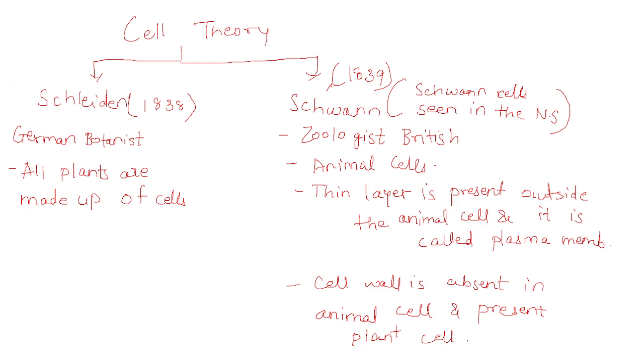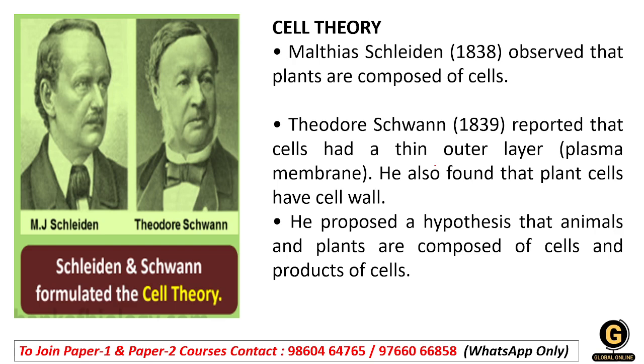And what else he observed? That cell wall is absent in animal cell and present in plant cell. That means cell wall is a characteristic unique feature of the plant cell. Yes. So Matthias Schleiden in 1838 observed the plants are composed of cells, and Schwann reported that cell has a thin outer layer, that is plasma membrane. He also found plant cells have cell wall. Yes, so Schleiden and Schwann formulated the cell theory.